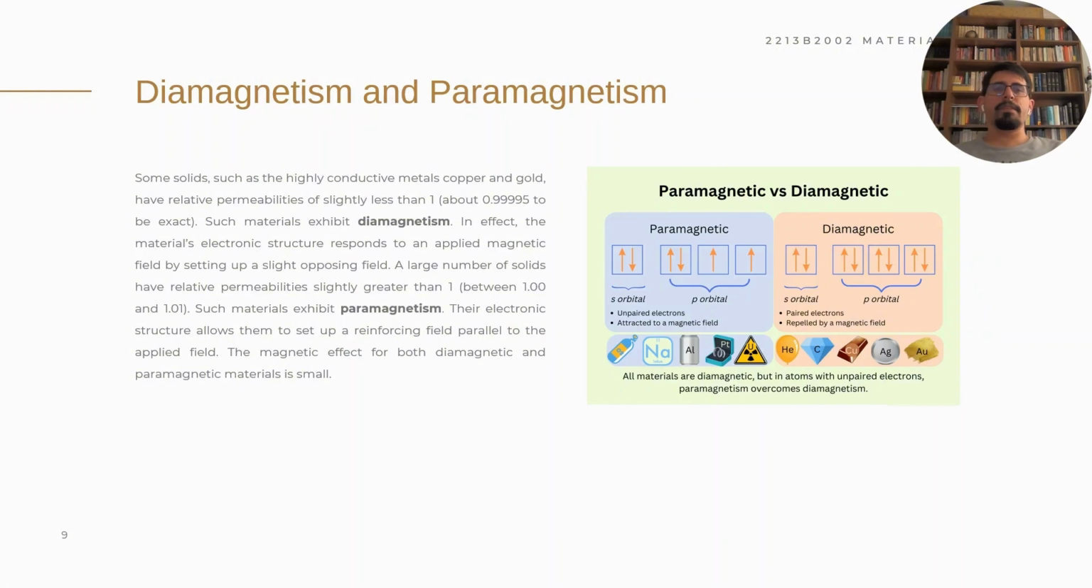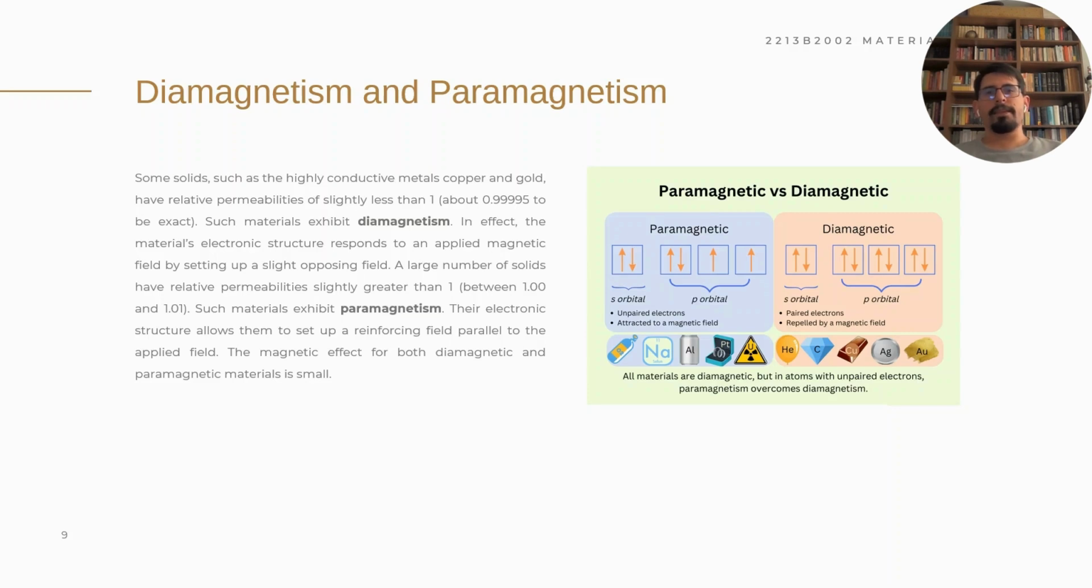Some materials, like copper and gold, have a relative permeability slightly less than 1. These materials are diamagnetic. That means that electrons slightly oppose an applied magnetic field by generating their own weak opposing field. On the other hand, many solids have a relative permeability just over 1, usually between 1 and 1.01. These are paramagnetic materials. They reinforce the applied field even if only slightly.